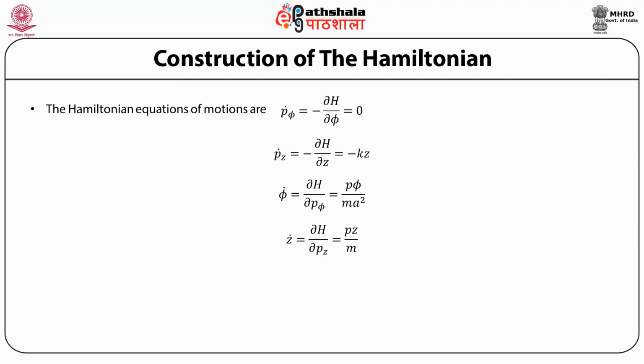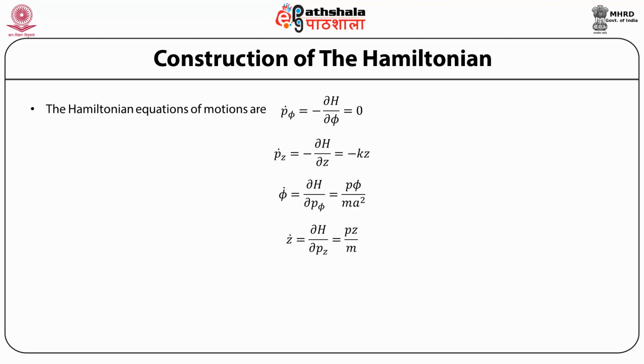The Hamiltonian equations of motion are easy to write down. We have p phi dot equal to minus the partial derivative of H with respect to phi, and since there is no dependence of the Hamiltonian on phi, p phi dot is equal to 0. That means the momentum conjugate to the coordinate phi is conserved, and p z dot is equal to minus the partial derivative of H with respect to z, which is minus k times z. Therefore, phi dot is equal to dH by dp phi, which is p phi by m a squared, and z dot is equal to the partial derivative of H with respect to p z, which is p z by m.